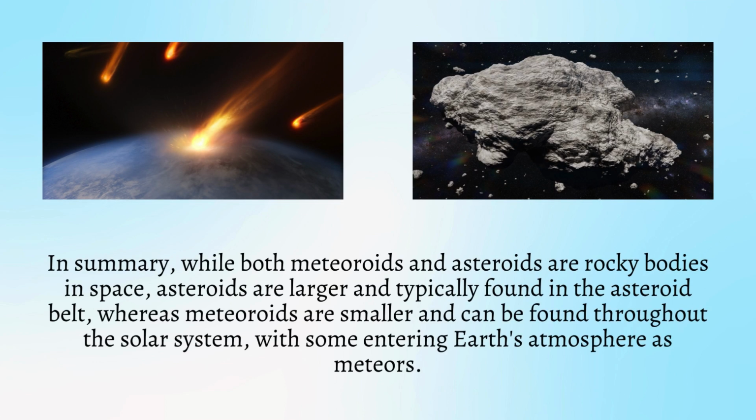In summary, while both meteoroids and asteroids are rocky bodies in space, asteroids are larger and typically found in the asteroid belt, whereas meteoroids are smaller and can be found throughout the solar system, with some entering Earth's atmosphere as meteors.